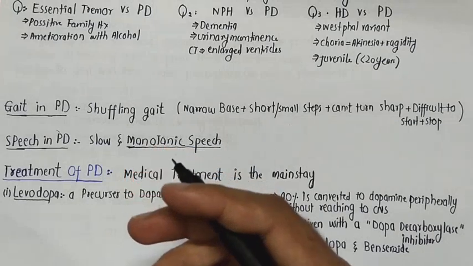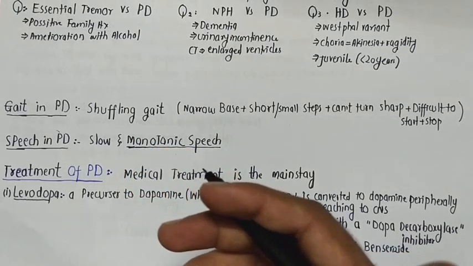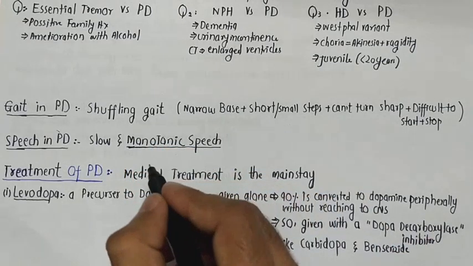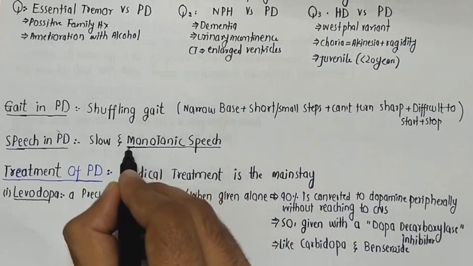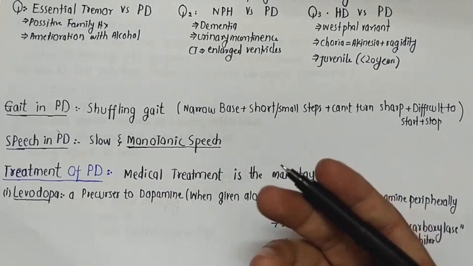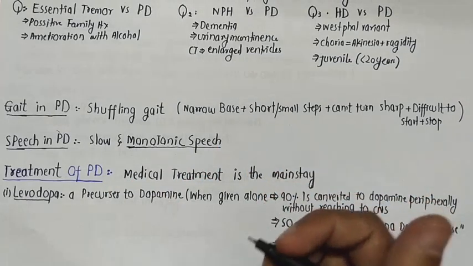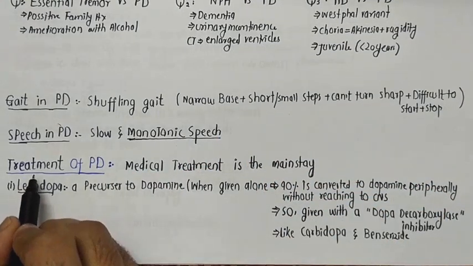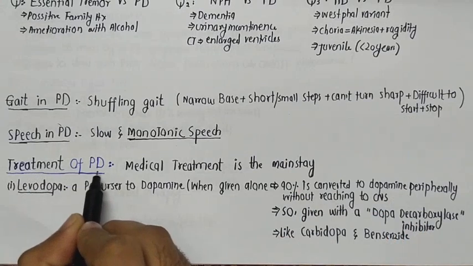Now, what happens to posture? We have studied this earlier, that the posture is a flexed, stooped posture in Parkinson disease. Now let's talk about the treatment of Parkinson disease.